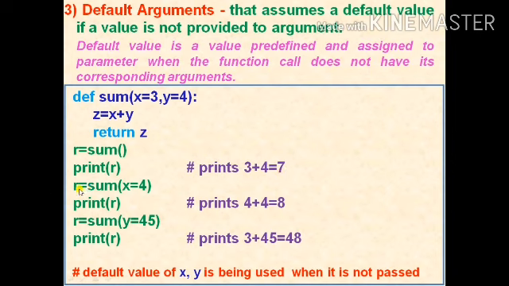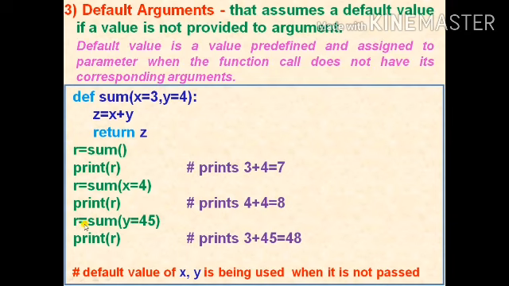Similarly, in the third statement we see sum x is equal to 4. Here only one argument has been supplied, but what is the value of y? It is not supplied. Then in this case also, the y value is taken from the definition and x is from the argument. Here x is equal to 4 has been taken and y is equal to 4 has also been taken, and this prints 4 plus 4, 8.